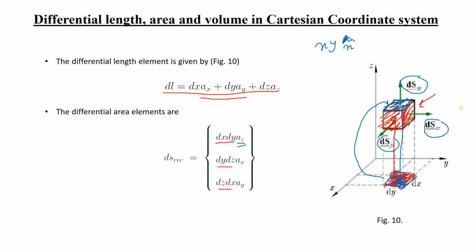Similarly, in differential length we represented it by dx unit vector x plus dy unit vector y plus dz unit vector z. In area, when we take the area of the two planes x and y, the resultant will be along the z axis. If we take the area of y and z, that means this plane, the direction will be along the x axis. And if we take the area of z and x, the vector will be along the y axis.